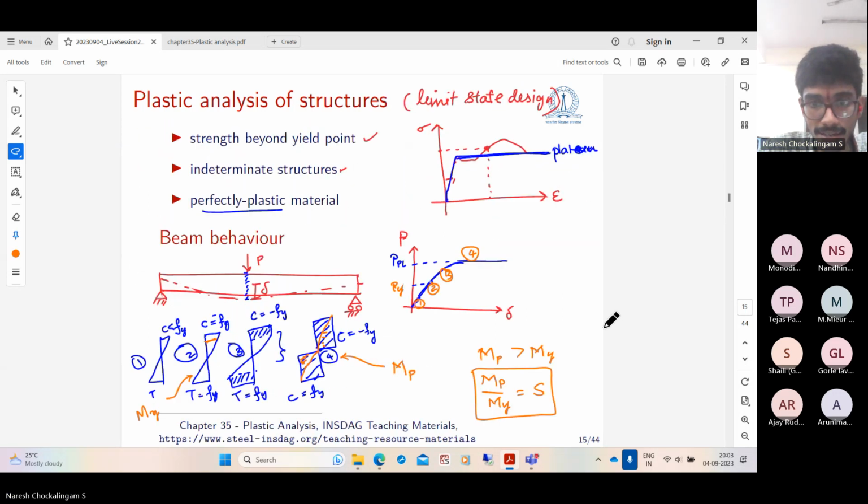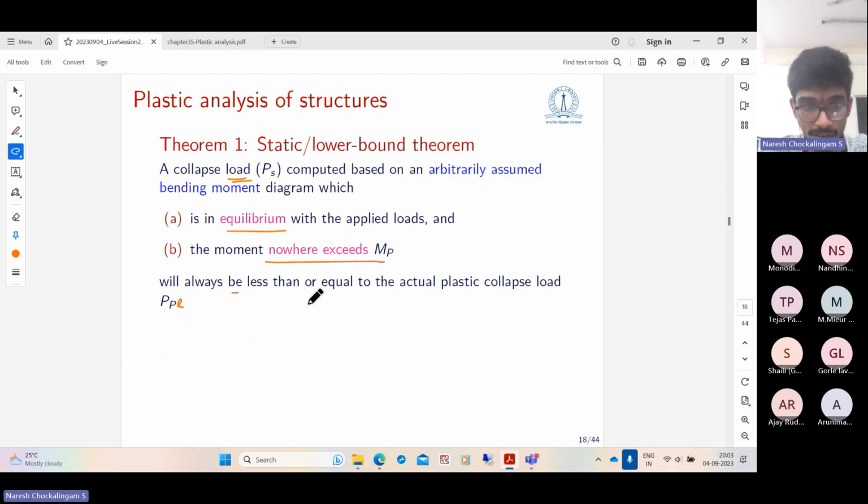So this is the actual response, right? This P static is always less than or equal to P plastic. If this is the actual response, and you want some way to find out this PPL, we don't. Because for complicated structures, it is not easy.